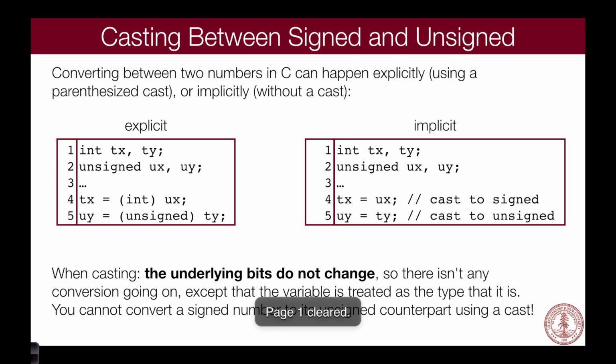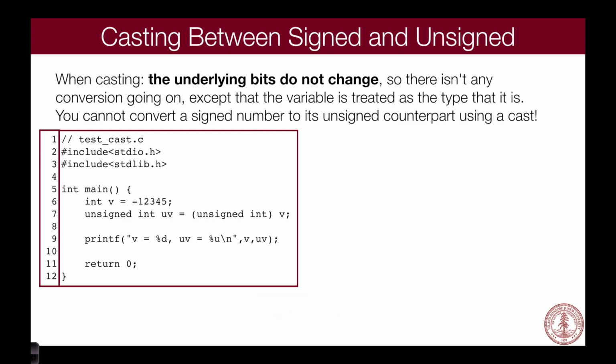So what does that actually mean? Let's look at an example here. If we have a signed integer, v, and it's negative 12345, and then we say, all right, let's have an unsigned integer, uv, and then we'll do the actual cast for it.